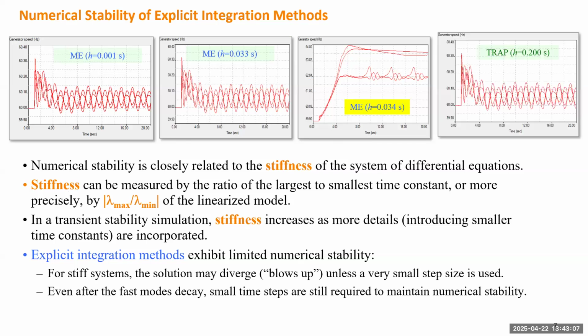The last plot shows the performance of the trapezoidal rule method, which we are going to talk about in a few minutes. That one, you see, can take a very large time step, but it gives about the same result as the modified Euler method with a very small time step. So implicit methods have fewer numerical stability issues.